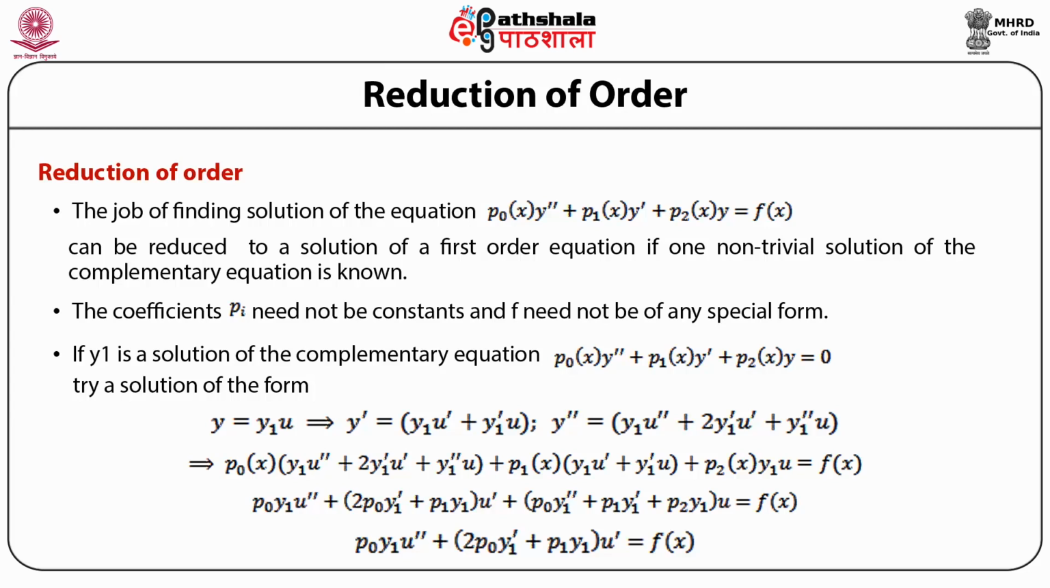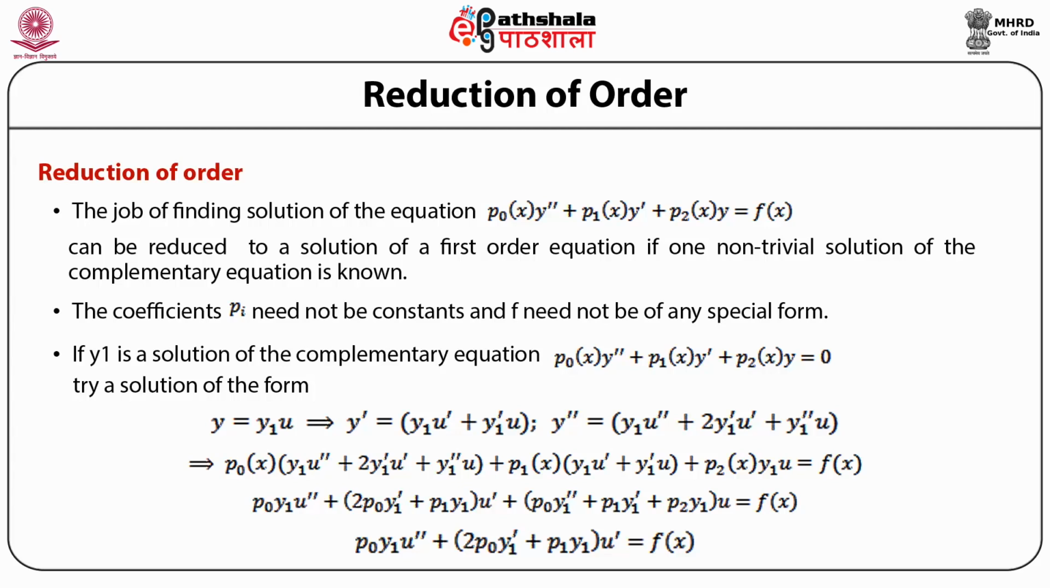Plugging these into the second order inhomogeneous equation, we have p0(x) within the brackets y1 u double prime plus 2 y1 prime u prime plus y1 double prime times u, brackets close, plus p1(x) multiplied by within the brackets y1 u prime plus y1 prime u, brackets close, plus p2(x) y1 u equals f(x). Or p0 y1 u double prime plus u prime multiplied by within the brackets 2 p0 y1 prime plus p1 y1, plus u multiplied by within the brackets p0 y1 double prime plus p1 y1 prime plus p2 y1. This is equal to f(x).